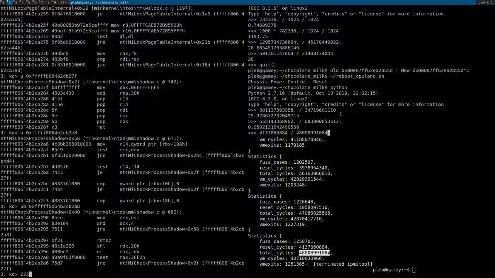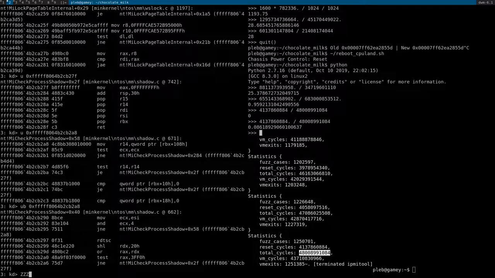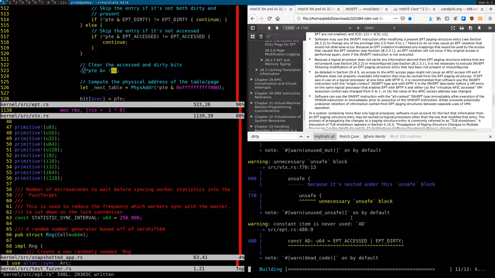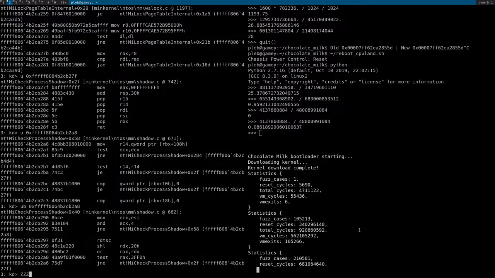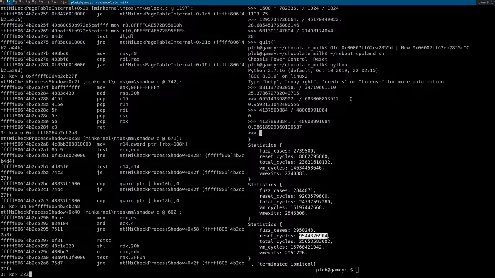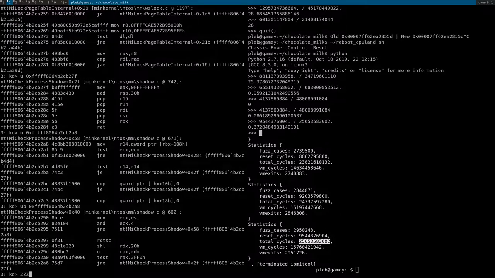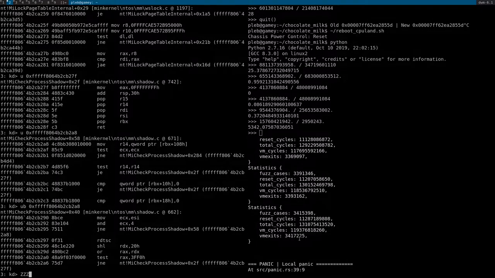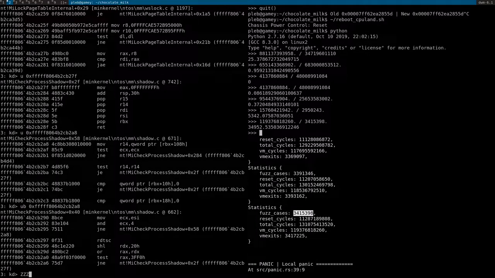Reset over total. 8% reset. Okay, this over total. That goes to 37%, because the VM cycles dramatically drop. Wow. VM cycles per fuzz case, 5,300. And when we did the reset, this was this many over this many. Holy shit.